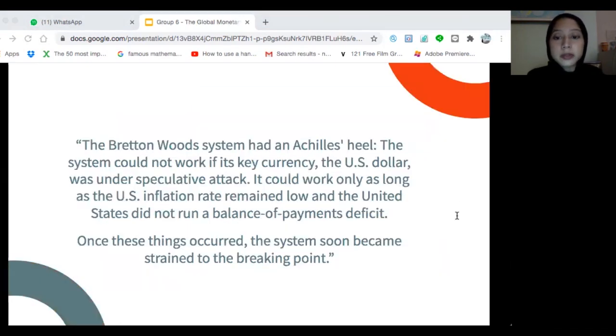From the collapse of the fixed exchange rate system, we can conclude that the Bretton Woods system had an Achilles heel. The system could not work if its key currency, the US dollar, was under speculative attack. It could work only as long as the US inflation rate remained low and the United States did not run a balance of payment deficit. Once this occurred, the system soon became strained to the breaking point.